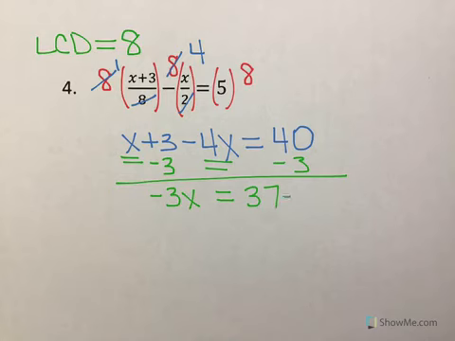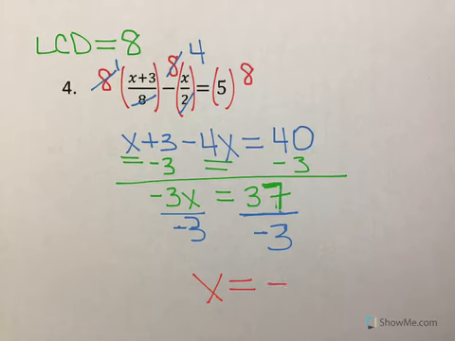So in the last step, I'm going to divide both sides by negative 3. I'm going to get x equals negative 12.3 repeating.